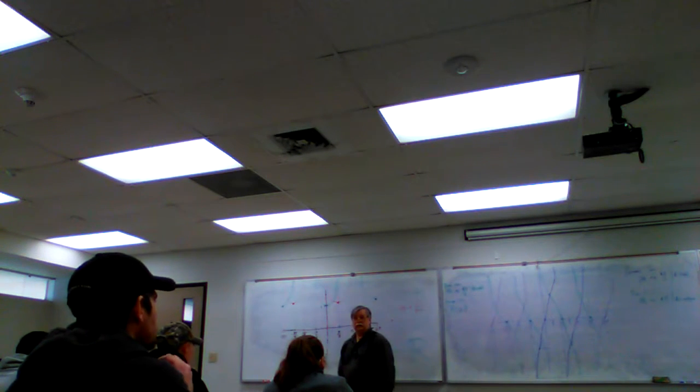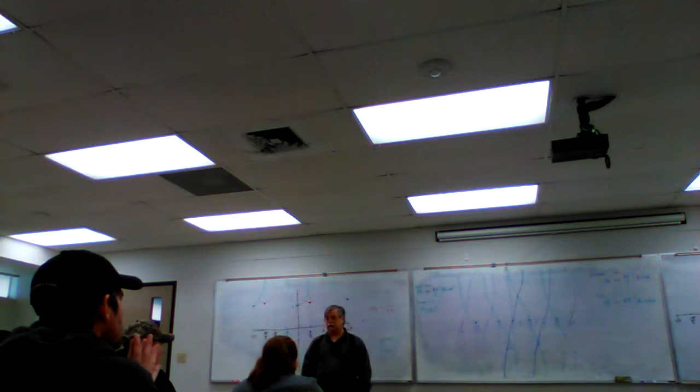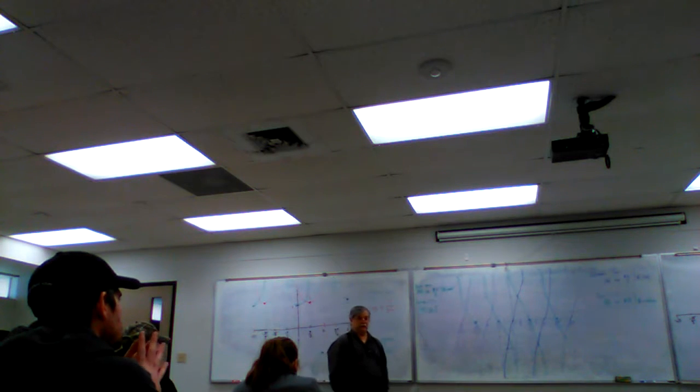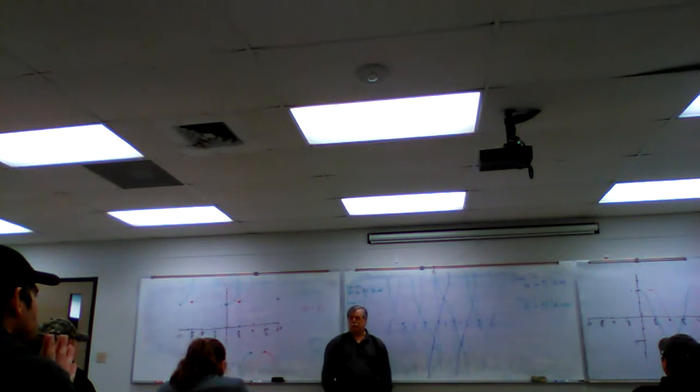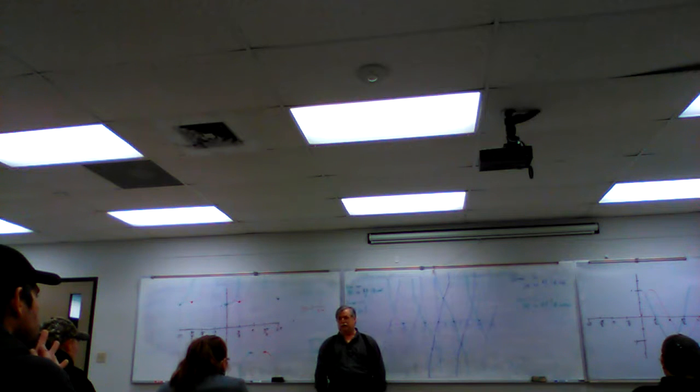The period of both tangent and cotangent is pi. And that really makes sense if you figure that cotangent is just the reciprocal of tangent. So whatever the period of tangent is, it's going to pretty much have to have the same period when you take the reciprocal.